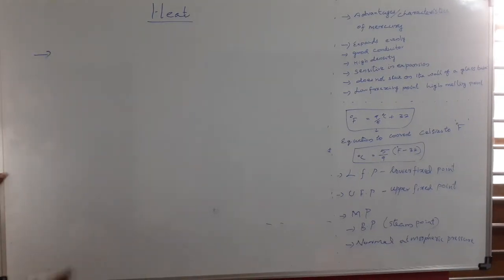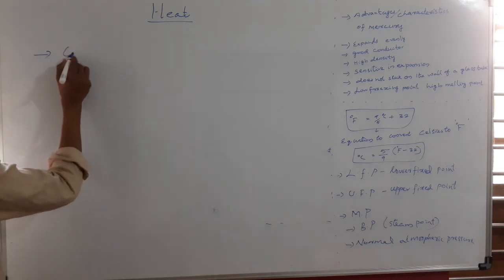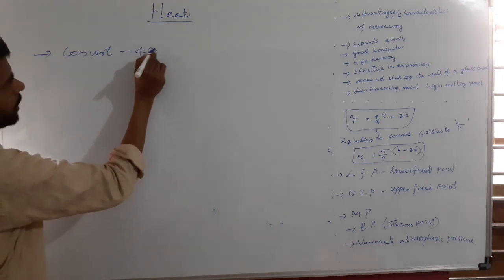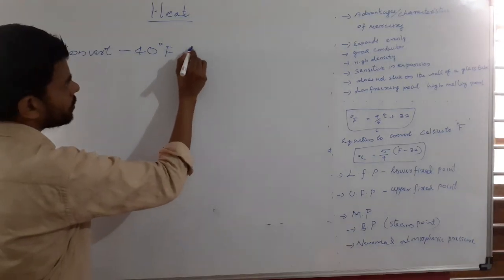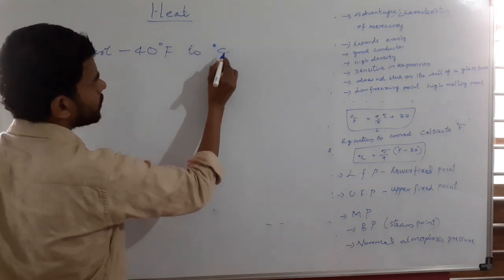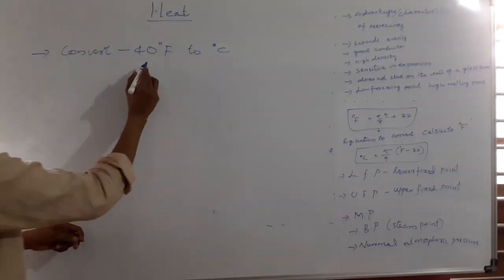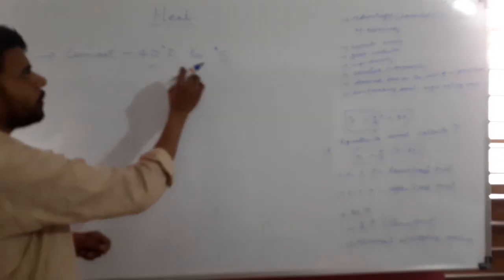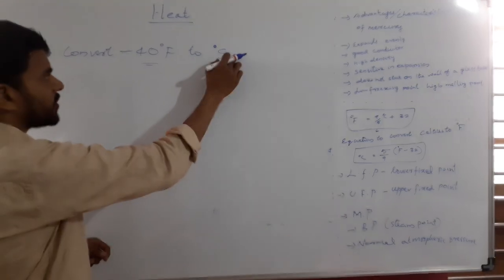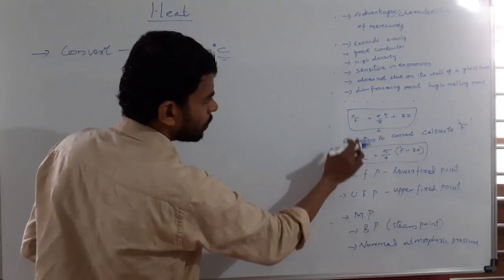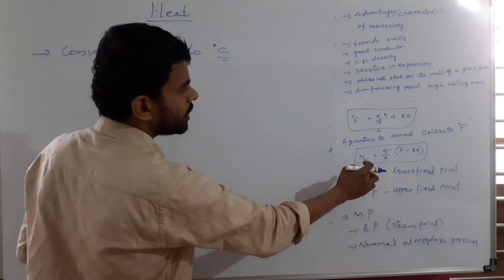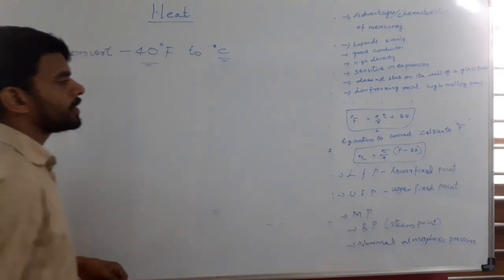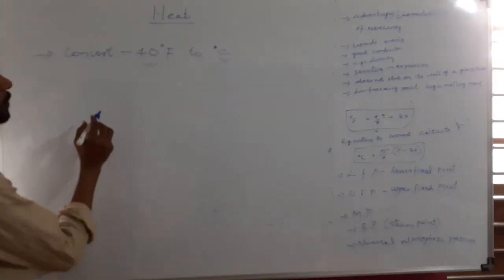Now listen. Question number 1: convert minus 40 degree Fahrenheit to degree Celsius. So Fahrenheit is given, and degree Celsius is asked. So we have to convert into Celsius. Which equation should be used, this one or this one? This one should be used. Fahrenheit is given, and we are asked to find degree Celsius.